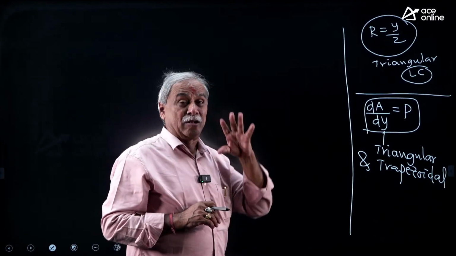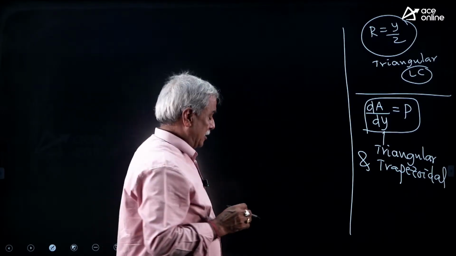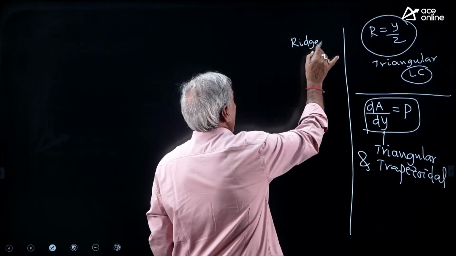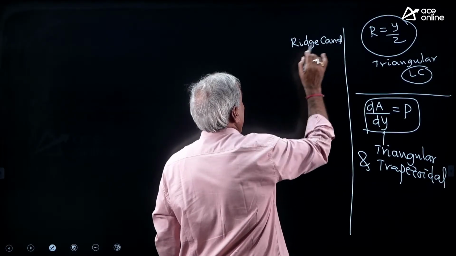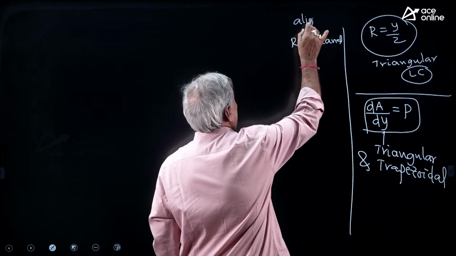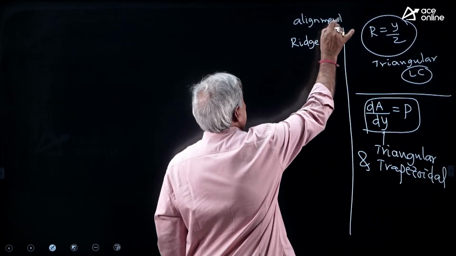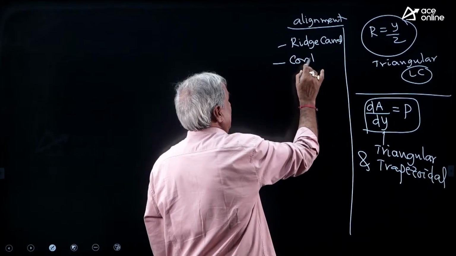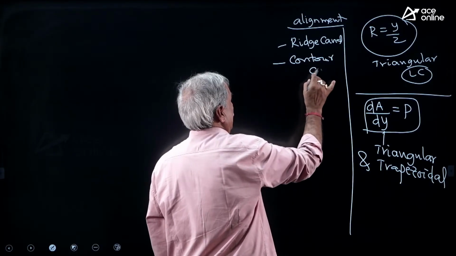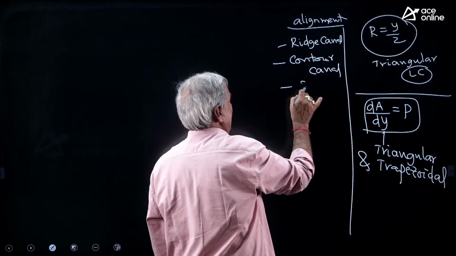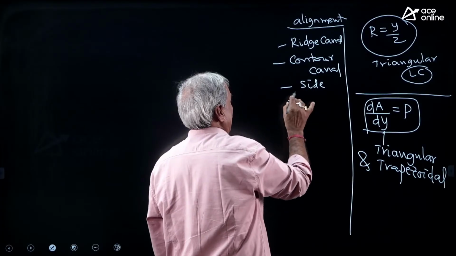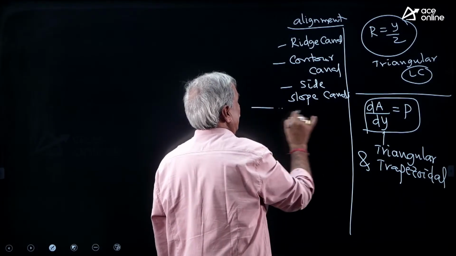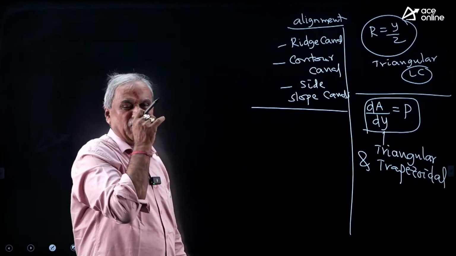How do you classify the canals? Based on the alignment we got ridge canal. It is also one important one. Based on the alignment of the canal you should practice well. Unlined canals is also one important area. One is the ridge canal, second one is the contour canal. Third one is the side slope canal. These 3 canals are important. And then other canal definitions you know pretty well. You must remember these points.